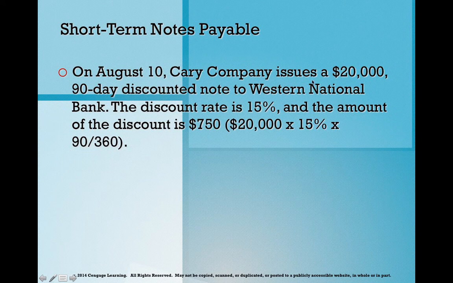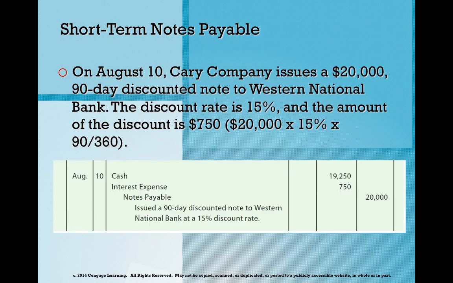And so it says, Carey Company issues a $20,000 discounted note to Western National Bank. Discount rate's 15%, and the amount of the discount is $750. So the principal of 20 times 0.15 times 90 over 360 is a discount of $750. So it's a discounted note. And so if you have a problem like that in Cengage, it'll say discounted note.